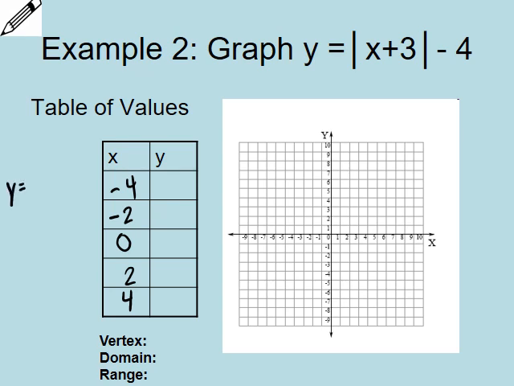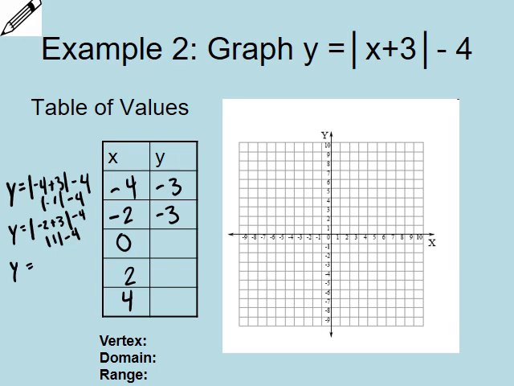If it doesn't give you what you need, then add some values if you need to see more information. Okay, that means I need to plug in -4 into my equation. -4 plus 3 is -1. The absolute value of -1 is 1. 1 minus 4 gives me -3. Let's try it with our -2. The absolute value of -2 plus 3 gives me absolute value of 1. 1 minus 4 gives me -3. Interesting.